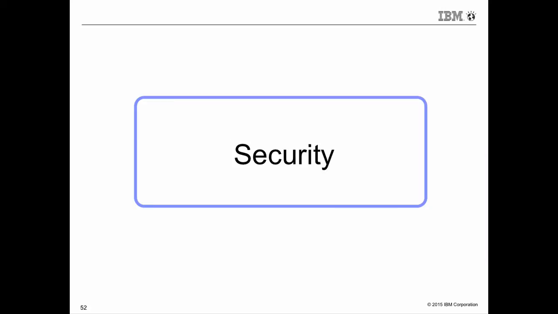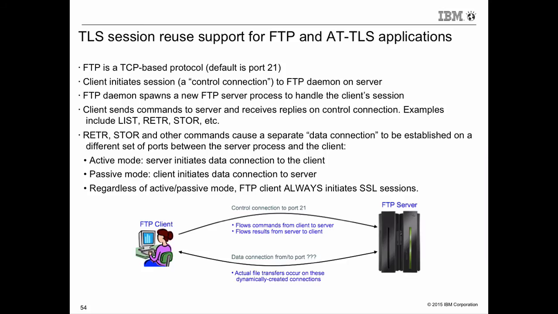Okay, the last thing that we're going to talk about today is security. I can't remember a Comm Server overview in a previous release that didn't have a pretty good section on security, because it's always a hot topic and there's a lot of investment in it every release. The first item we're going to look at is something called TLS session reuse support for FTP and AT-TLS applications.